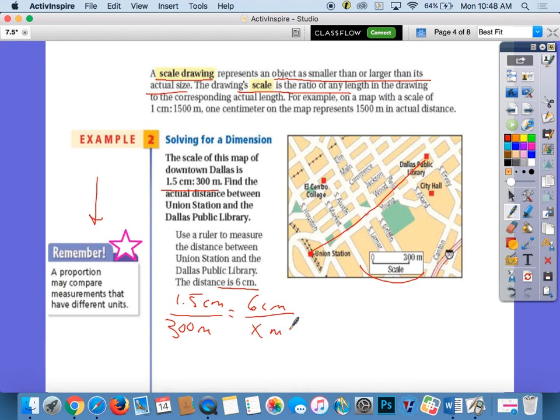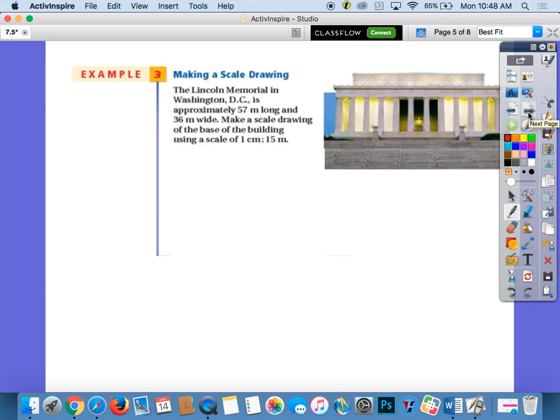So really similar, you guys would have seen this kind of proportion, this kind of problem in Algebra 1. Do your cross multiplying, and you end up getting x is going to be 1,200 meters. And again, because it's a clean conversion, apples to apples, you don't have to worry about doing any kind of converting from one unit to the other, as you did in the previous.